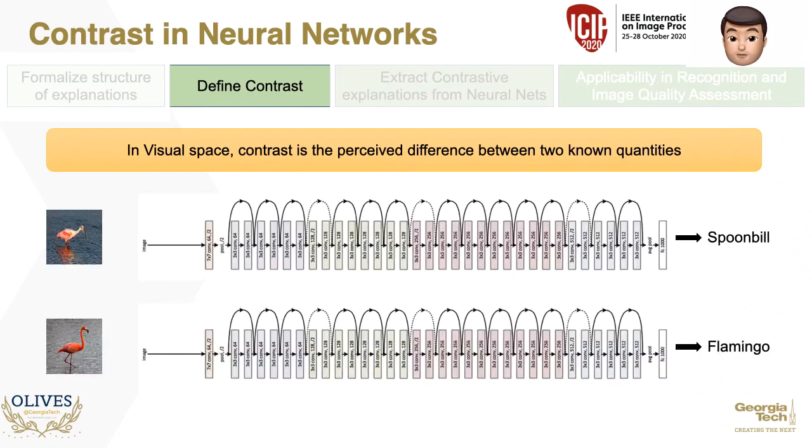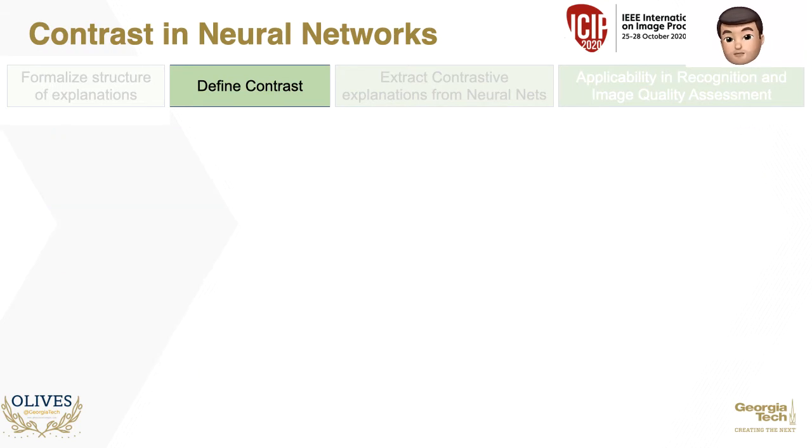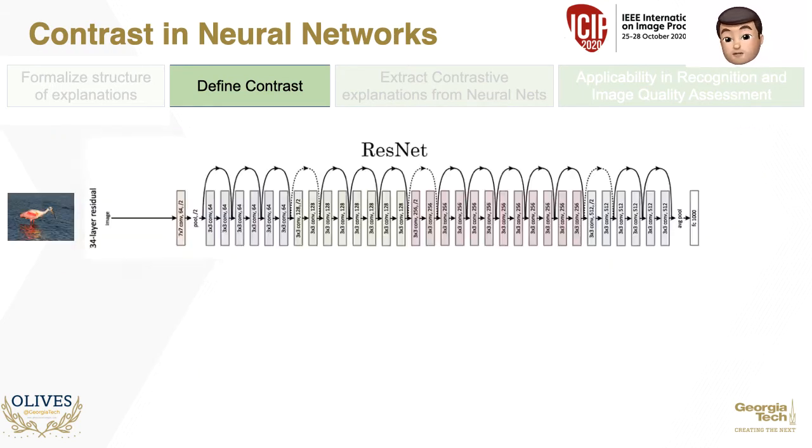A network has to be trained to know a spoonbill and a flamingo. In other words, contrastive explanations are derived from trained networks. In this case, we were using VGG16 trained on ImageNet dataset. Consider the spoonbill image given to a trained architecture. Let us assume that the network classifies the image correctly as a spoonbill.